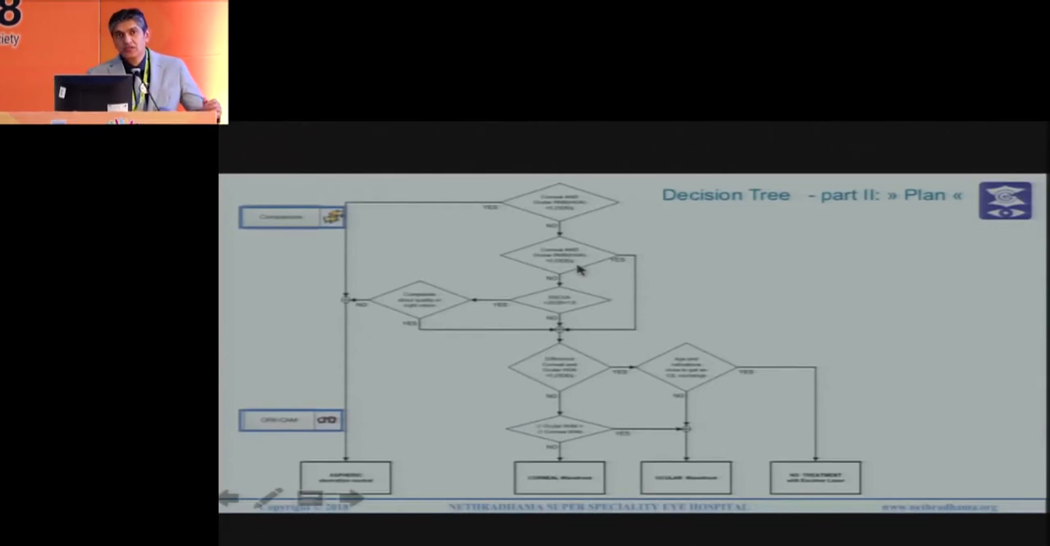So how do you decide? Now you have various platforms. You have a wavefront optimized treatment, you have a topography linked treatment, you have an ocular wavefront guided treatment. So you have three options. So how do you decide when to do which? There's a decision tree. Basically you look at the cornea and ocular wavefronts.